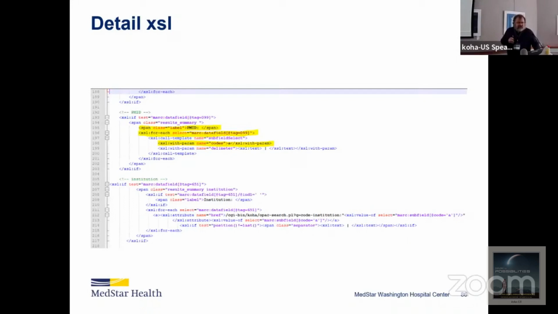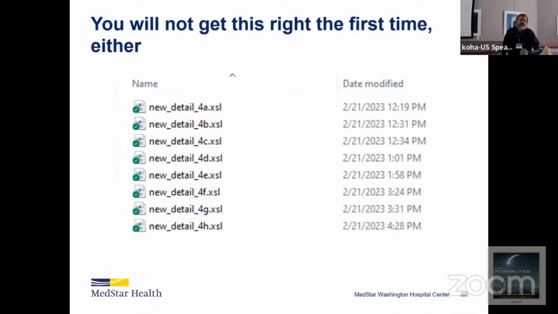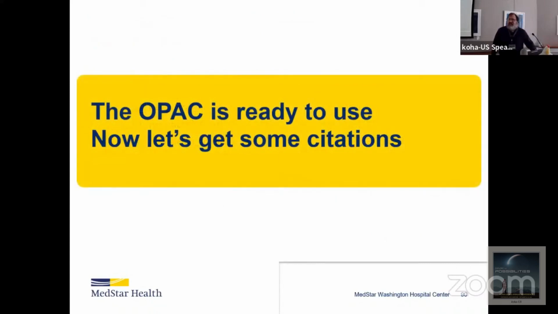Now, if you want clickable, it gets a little more complicated because you have to put in this link and Q equals, and that's the index name. But you already know the index name because you configured it in Elasticsearch. You won't get this right the first time either. Yes, I was at 4H. So now it's ready to use.